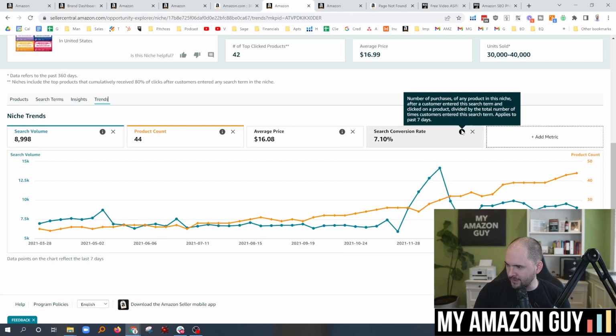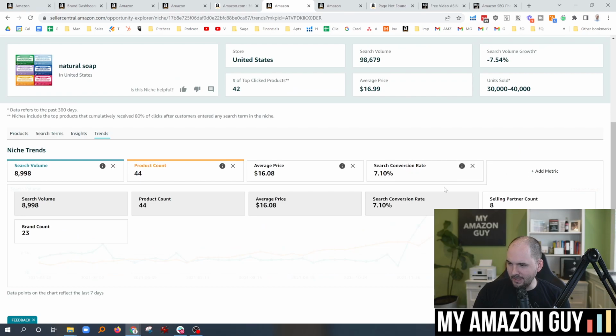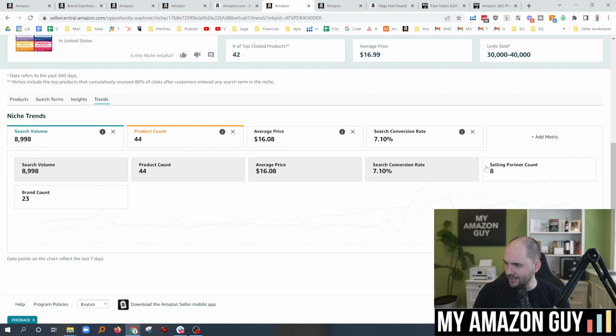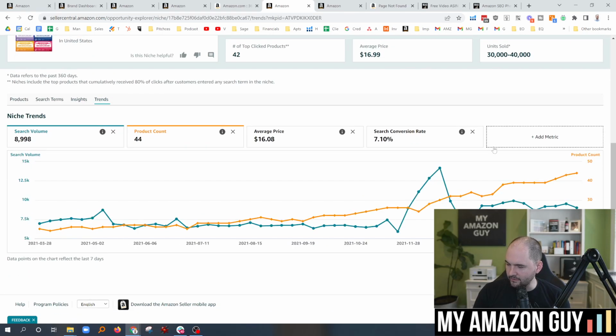But let's see how they're defining search conversion rate. Number of purchases of any product in this niche after a customer enters the search term and clicked on a product. So it's not the actual product's conversion rate after they click. It's, does somebody convert after they start their search? That's really interesting. I'm curious what other metrics are available here. Number of brands, selling partners, all that kind of cool stuff.